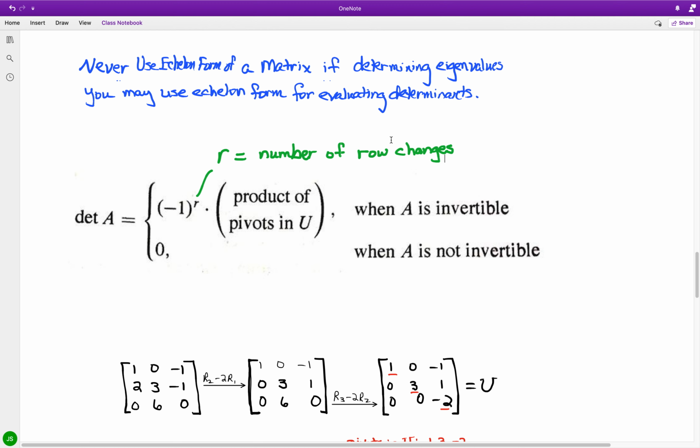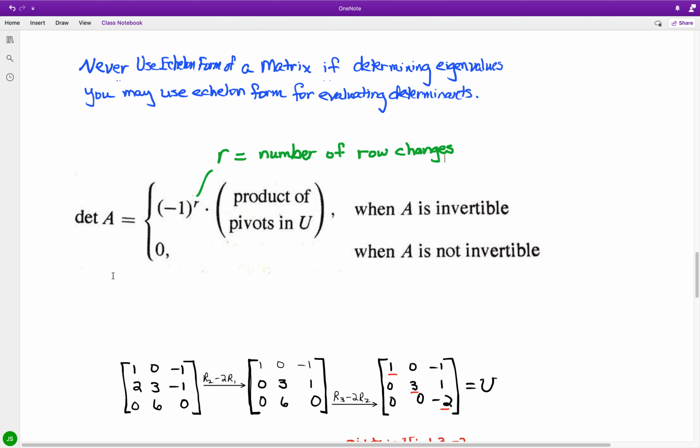We have had various methods of looking at the value of determinants. For this particular chapter, including eigenvalues and eigenvectors, for a given matrix A, you can determine the value of the determinant by this formula: the determinant of A is equal to -1 raised to the R, where R is the number of row changes, times the product of the pivots in U whenever A is invertible, and the determinant of A is equal to 0 whenever the matrix A is not invertible.